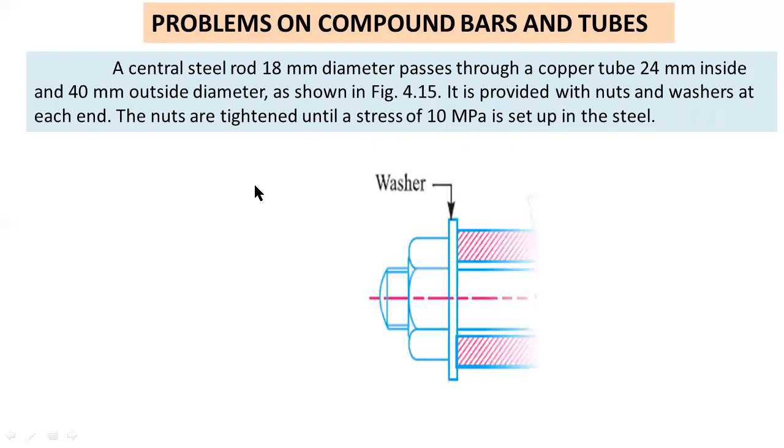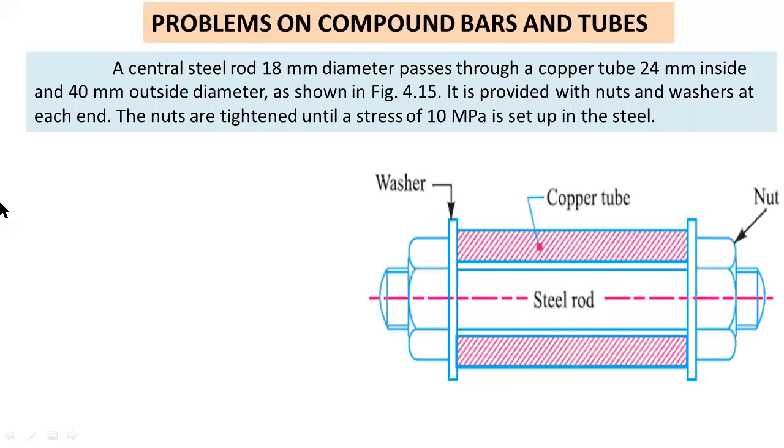So this is the diagram. Here a central steel rod, that is this one, this horizontal steel rod, has 18 mm diameter. And this steel rod passes through a copper tube.